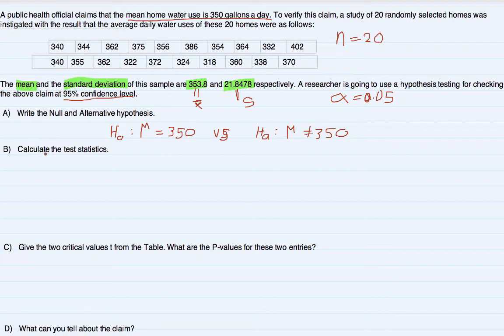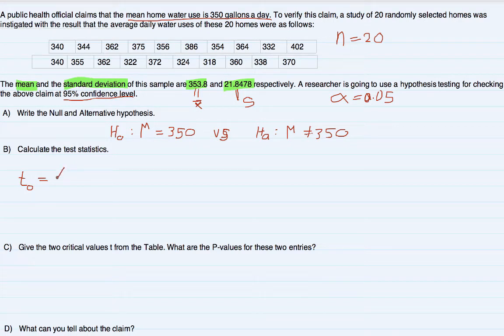Part B asks to calculate the test statistic. Before we go with the test statistic, we have to check the given information. Why? Well, we use two test statistics, T and Z. Here we see we have the sample standard deviation, s. Therefore, we should use the T test. Why? Because sigma is unknown. Population variance is unknown, but we have sample variance.